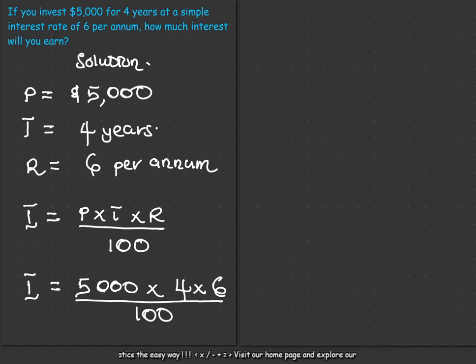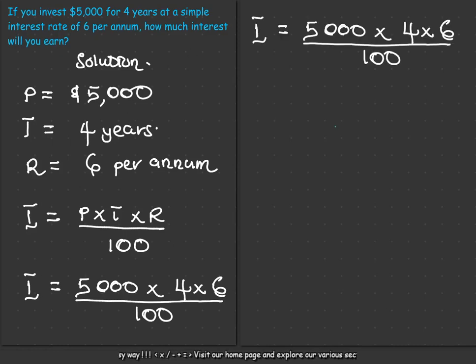Simplifying further, these 2 zeros here cancel out these 2 zeros. You see, then we'll be left with 50 times 4 times 6. And if you have to evaluate that, you have your interest being $1,200. How do you do that?